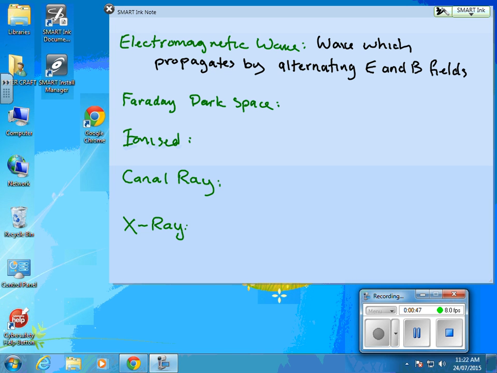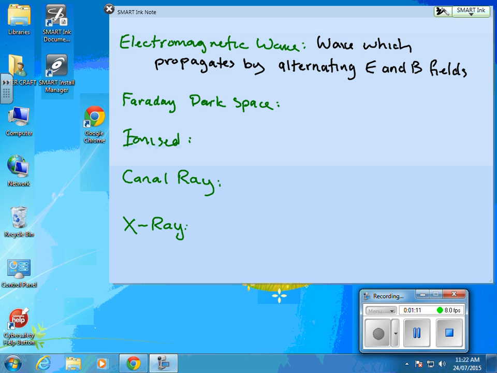Faraday dark space. There's a striation after the cathode in a Crookes tube. This occurs while electrons are accelerating and don't have the velocity to hit the gas particles. Yeah, except there's a word in there which would get it wrong for you: striation. Striations imply alternating dark and light areas. So just be careful of that one.